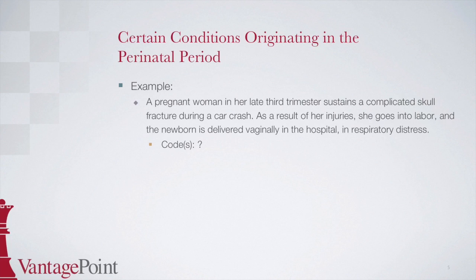Now I'd like to try an example. A pregnant woman in her late 3rd trimester sustains a complicated skull fracture during a car crash. As a result of her injuries, she goes into labor, and the newborn is delivered vaginally in the hospital in respiratory distress. How would you code this? Please pause the webinar to complete this example and then hit play to continue and learn the answer.